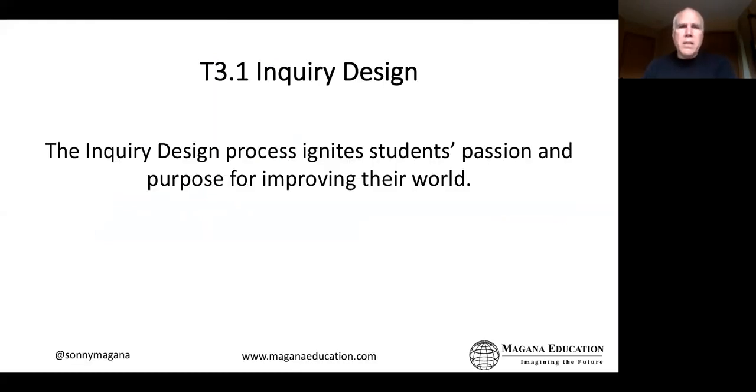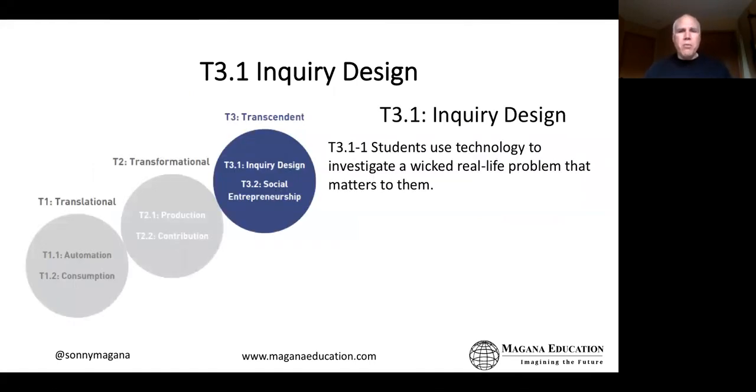So let's dive a little deeper. The first element in transcendent technologies I call inquiry design. This is a process where students can explore their world in a way to understand significant problems that the world faces and solve those wicked problems that matter to them. It ignites students' passion and purpose for improving the world.